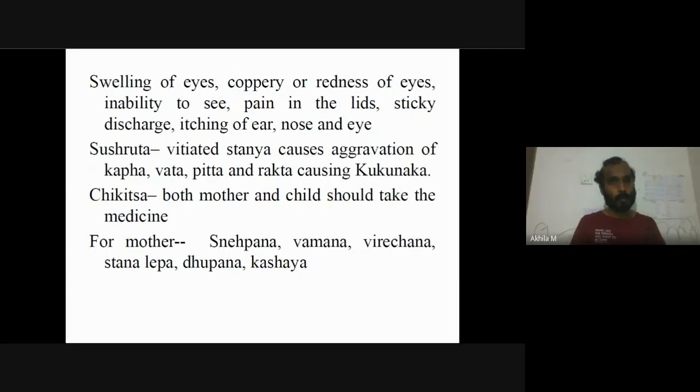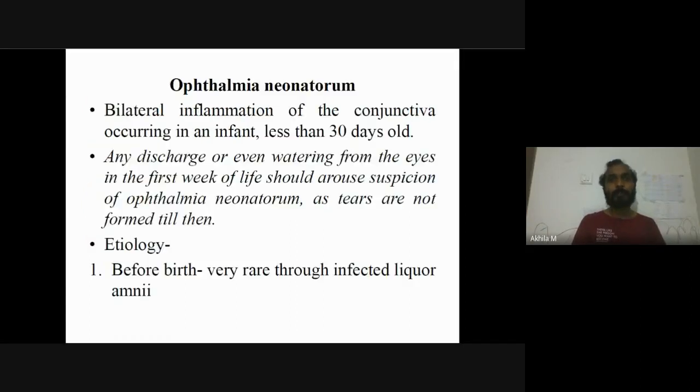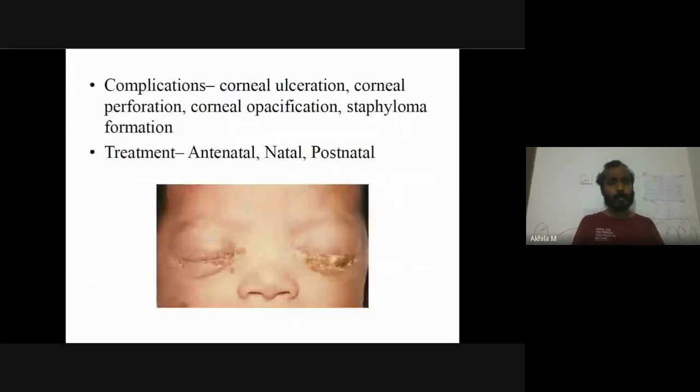Okay, like that also Susruta described. So for treatment, we have to give medicines for mother and child also. That's important. Bapana karma is advised and can be correlated with ophthalmia neonatorum. Okay, so this is called ophthalmia neonatorum.